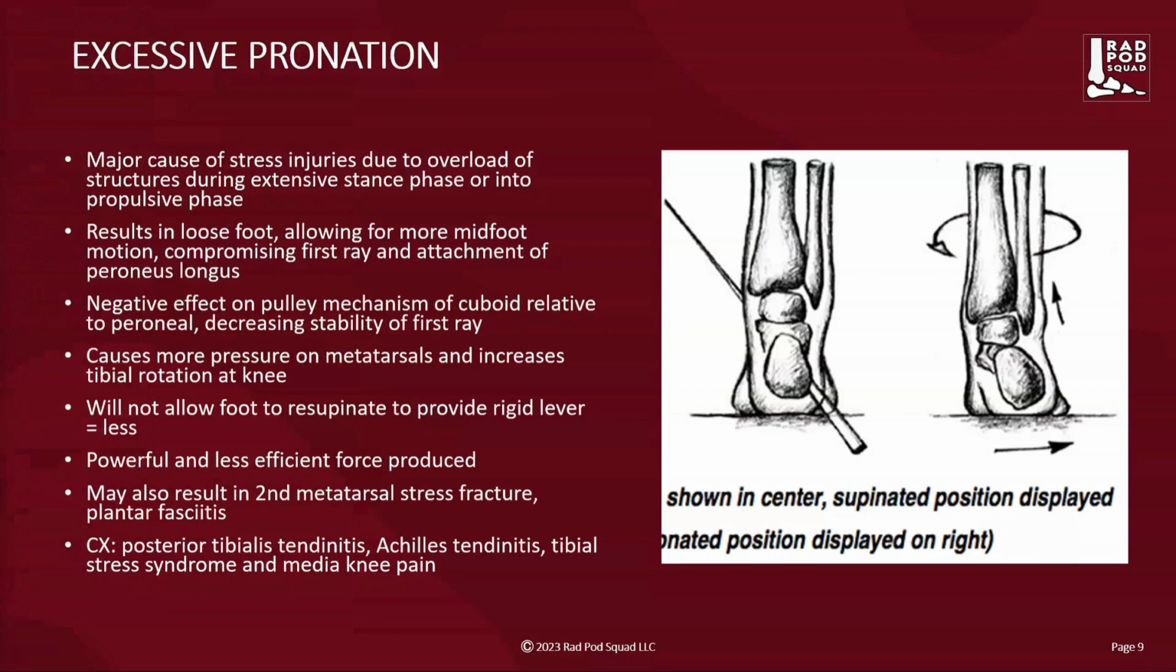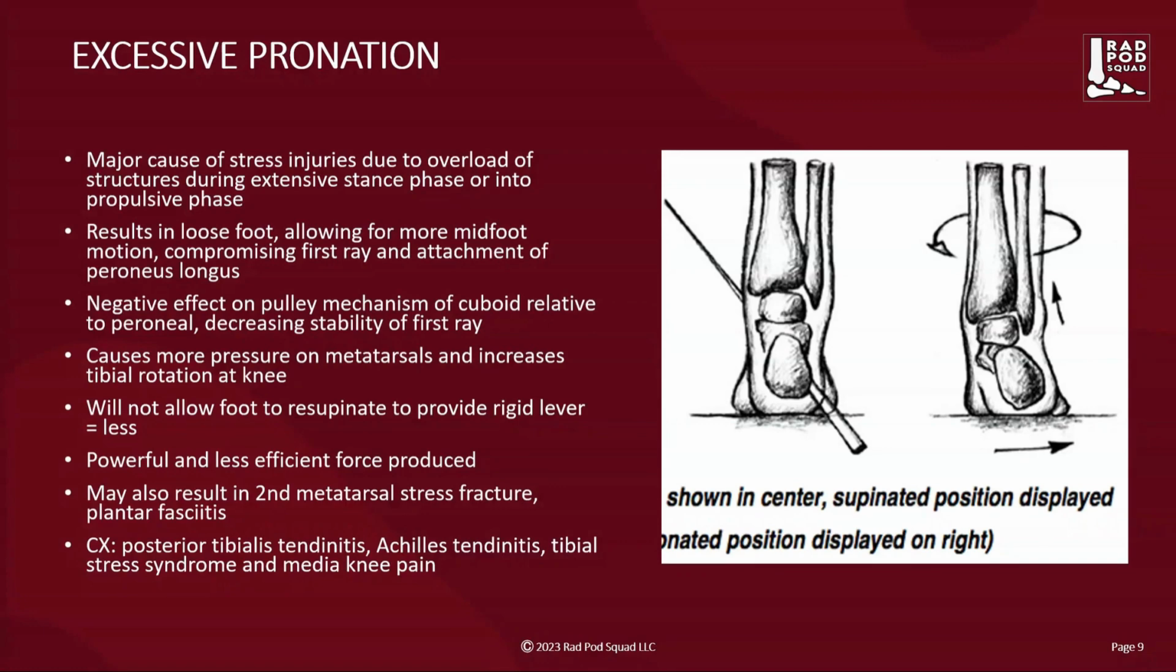This can result in a loose foot, allowing for more midfoot motion, compromising that first ray and the attachments of the peroneus longus as there's more instability during this time. There could be a negative effect on the pulley system of the cuboid relative to the peroneal, decreasing again stability at the first ray. All of this excessive pronation can cause more pressure on the metatarsals and an increase in that tibial rotation. And it will not allow the foot to resupinate to provide that rigid lever, so it's less stable, less powerful, and even less efficient in that it's toeing off on a greater surface area and not really concentrated at the great toe. What happens in these patients?